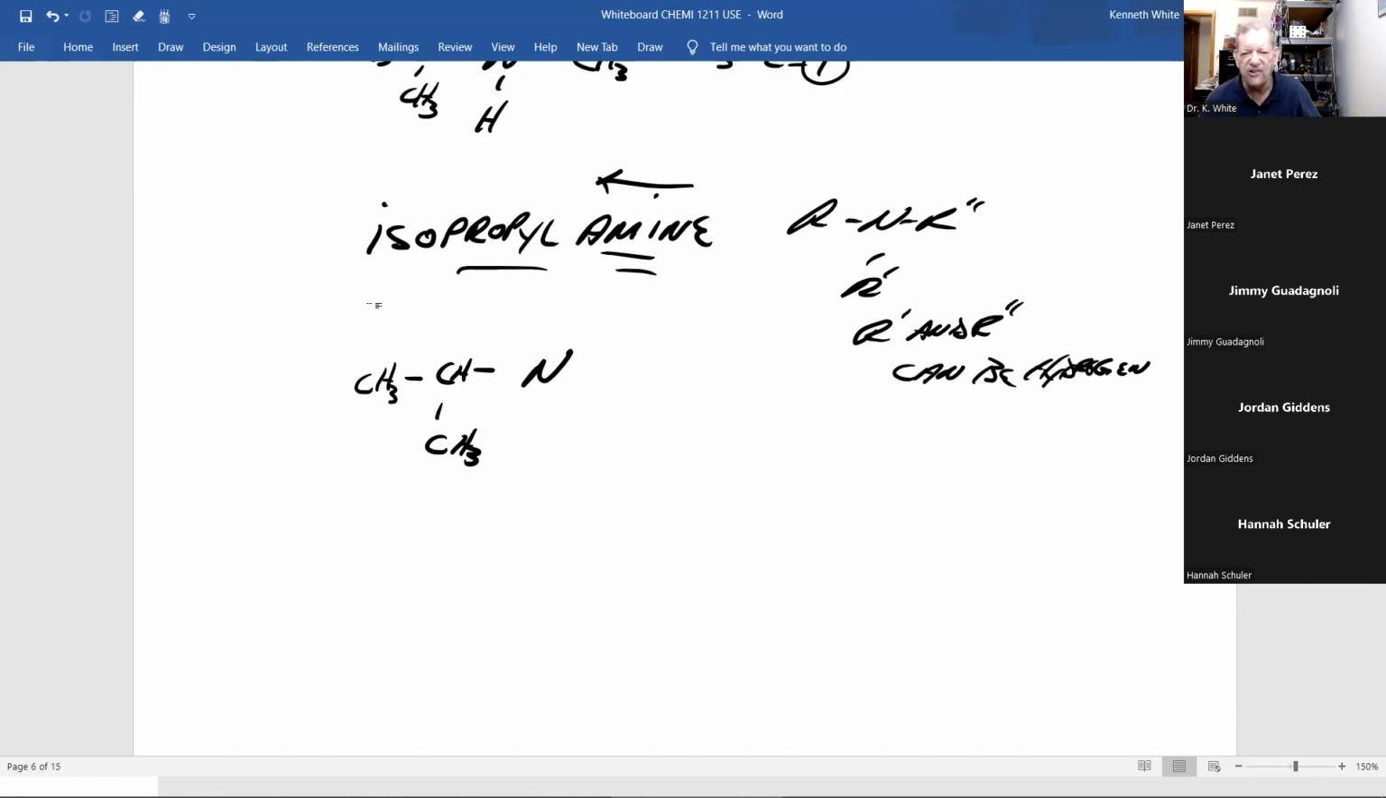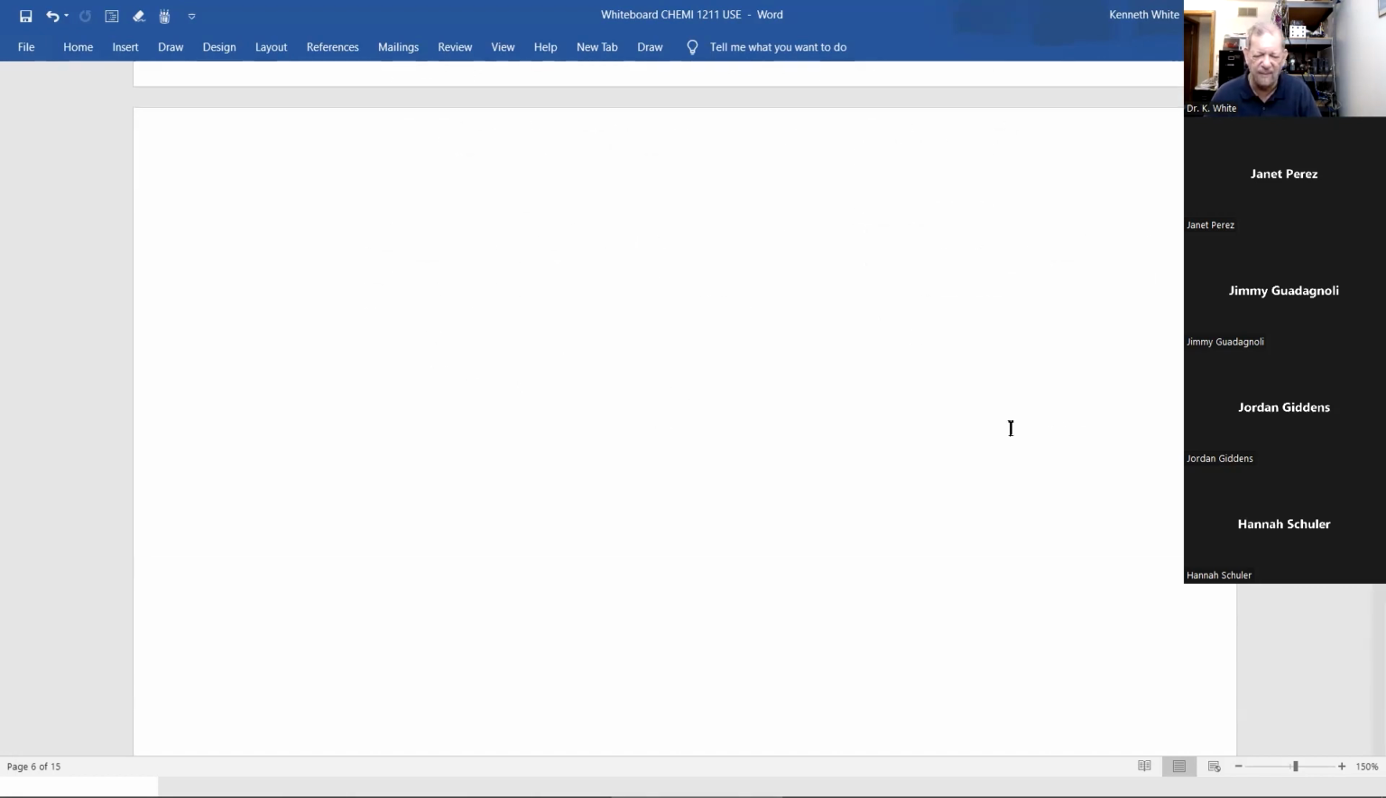Now, how many bonds to nitrogen? 3. I have 1. 3 minus 1 equals 2. So I have 2 hydrogens on there, and that would be isopropylamine. Now, I noticed I didn't have a slide for it. I'll try and do one and send it out to you over the holiday break.